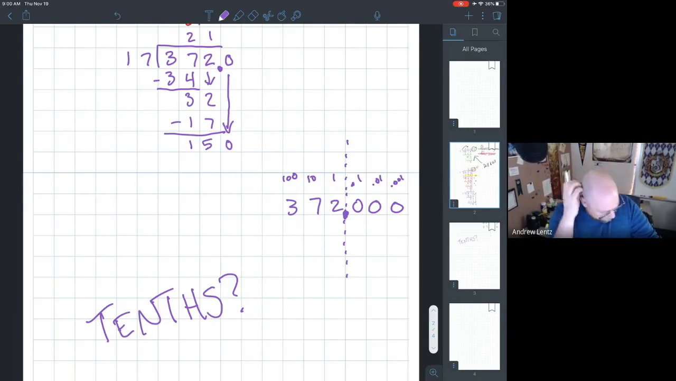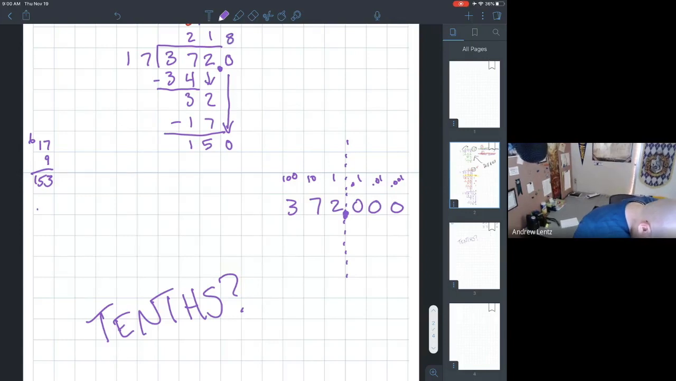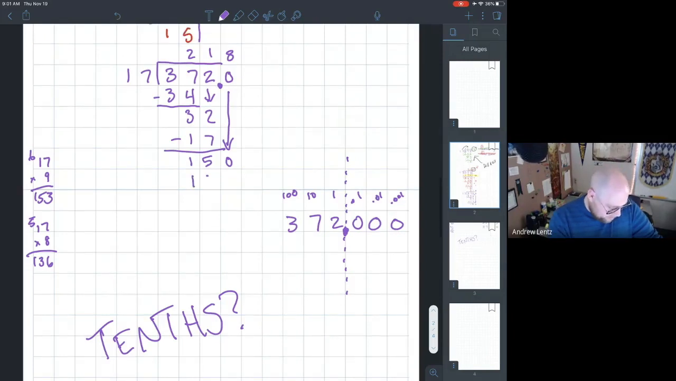17 goes into 150. Oh boy. Let's try 17 times 9 because I don't know. 3, 6. That's 153. Ah, it's too much. So I know it's 8. 17 times 8 is going to be 6, 5, 136. Okay. You see how I'm doing a little scratch work there? You can do that. That's allowed. So it goes in 8 times. 136.